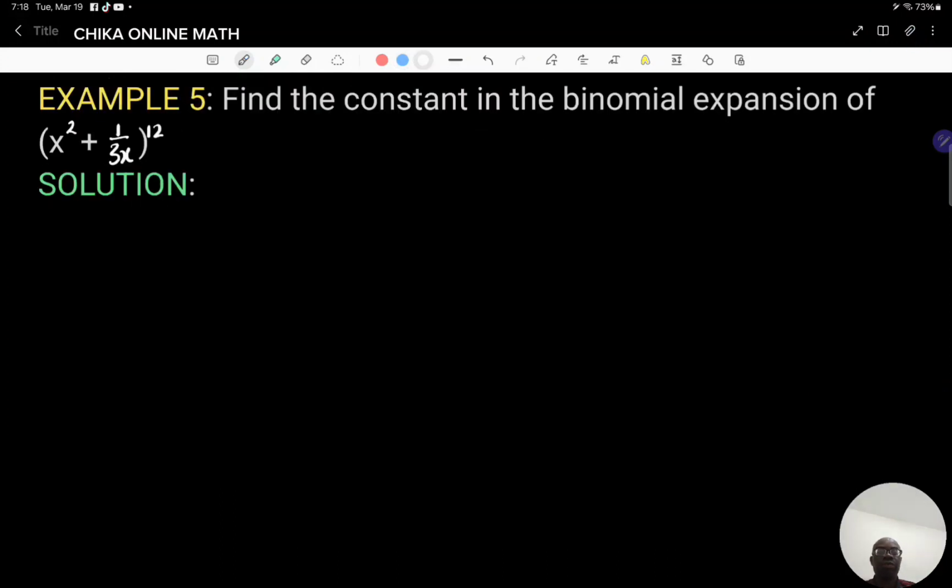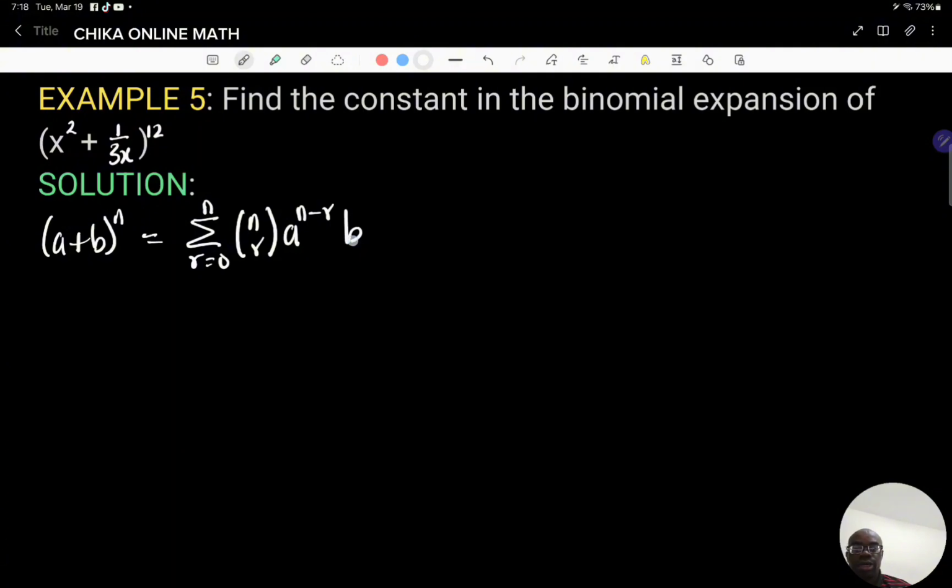Okay, in our example 5, we're asked to find the constant in the binomial expansion of x squared plus 1 over 3x, raised to the power 12. So to solve this, we'll start by writing the binomial formula, which is (a + b) to the power n equal to the summation r equal to 0 to n of n combination r, a to the power n minus r, and b to the power r, okay?